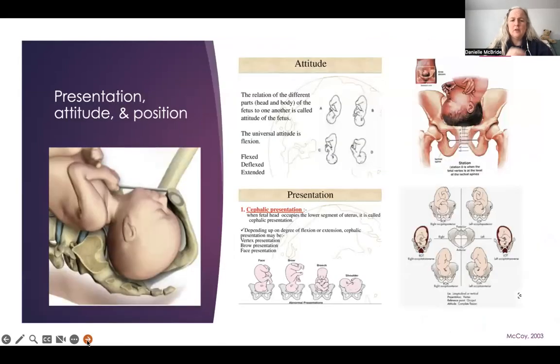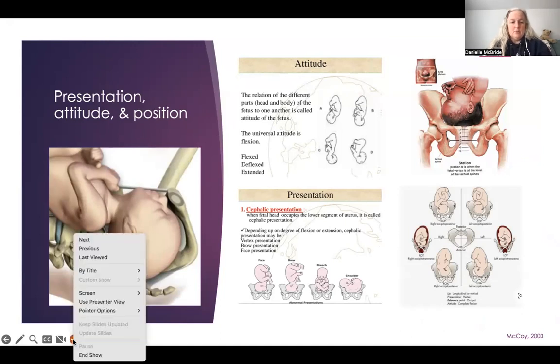If we look a little bit closer at our passenger, we're looking at not just the baby himself, but really what kind of position the baby's in. So when we think about this, we're thinking about attitude, presentation, and position.